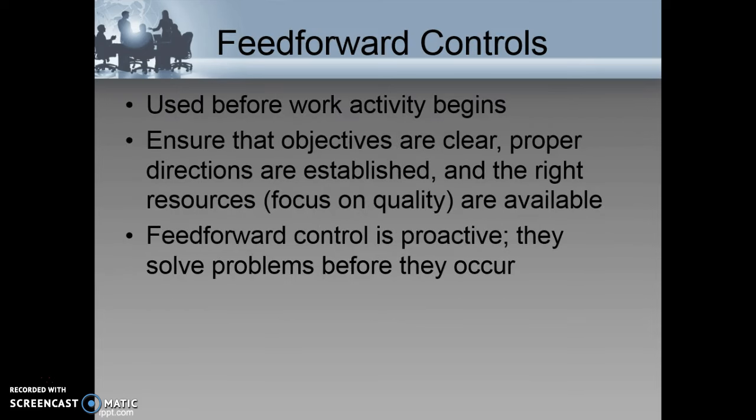Feed-forward controls usually happen before work activity begins. They ensure that the objectives are clear, that proper directions are established for your workers, and that the right resources are available. An example of this would be McDonald's. McDonald's requires that suppliers of their buns must provide those buns to be exact to their particular specifications, so that all of the resources are up to the standards that they want before they start producing the burgers in their stores. Feed-forward control is proactive. It is an attempt to try and solve problems before they actually occur.